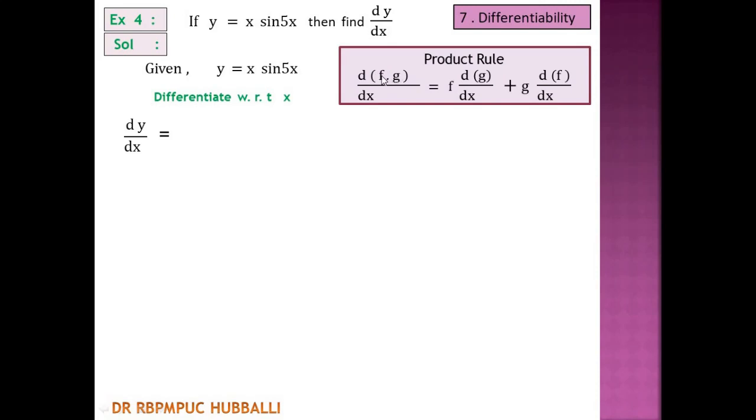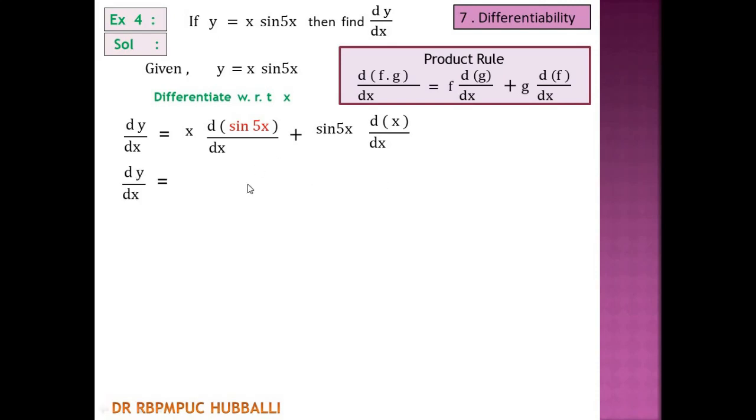You know the product rule. If we have a product of two functions f and g, then the derivative is written as f into derivative of g plus g as it is into derivative of f. That means one function we keep as it is and write the derivative of the other function, plus we keep the other function as it is and differentiate the first one. So I follow the same rule. x I keep as it is, d by dx of sin 5x, plus sin 5x as it is, d by dx of x.